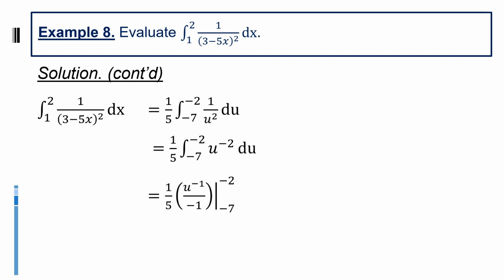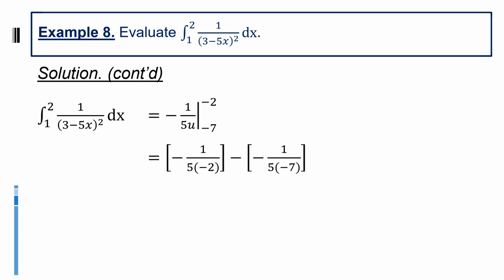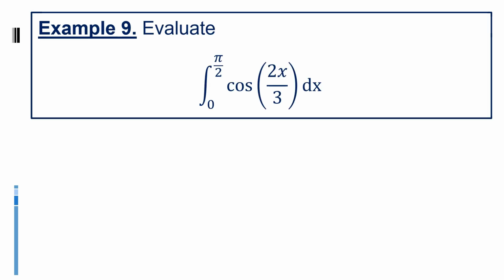So we have u raised to negative 1 over negative 1 times 1/5 evaluated from negative 7 to negative 2. Or that is just equal to negative 1 over 5u evaluated from negative 7 to negative 2. Then, evaluating, we have negative 1 over 5 times negative 2 minus the negative of 1 over 5 times negative 7. You can verify in your calculator that that is 1 over 10 minus 1 over 35 or 1 over 14. Now, let's evaluate the integral from 0 to pi over 2 of the cosine of 2x over 3 dx.